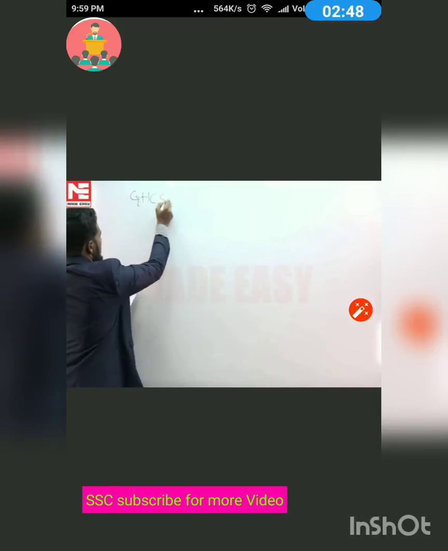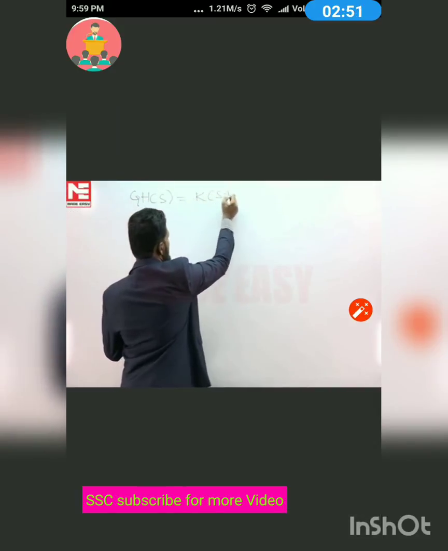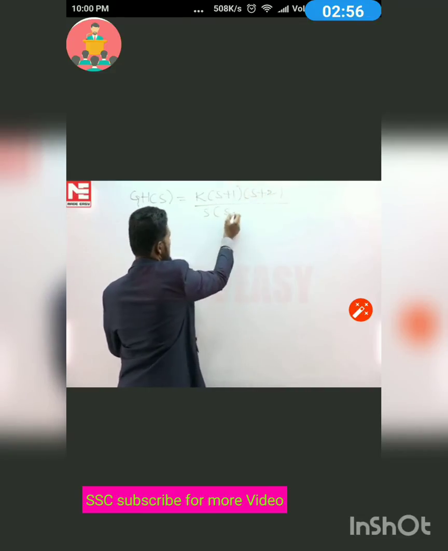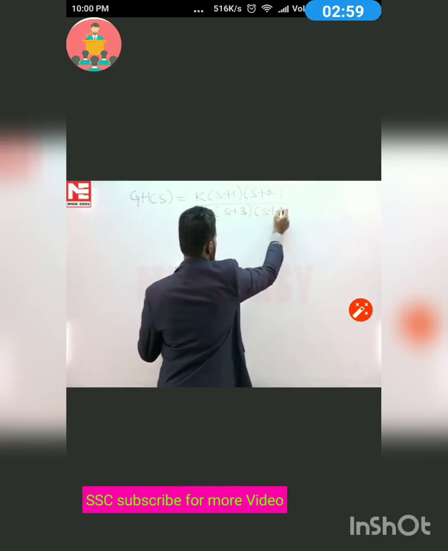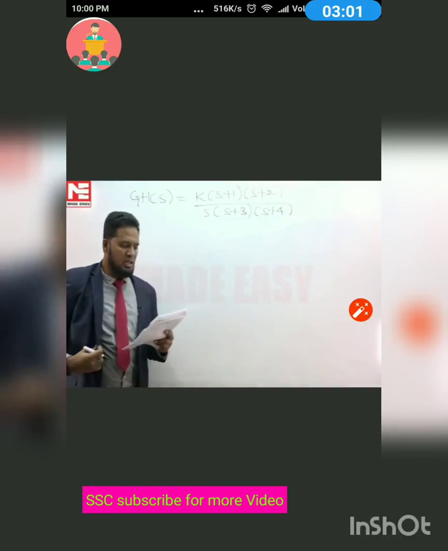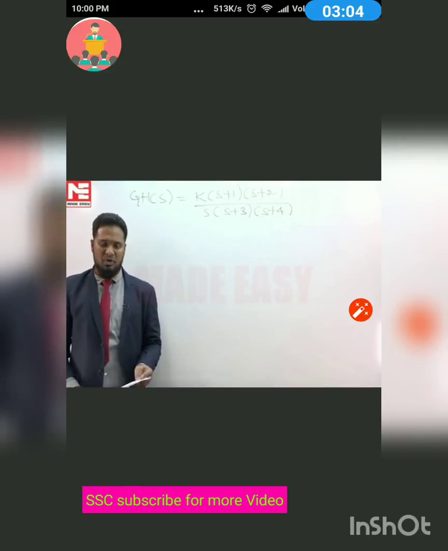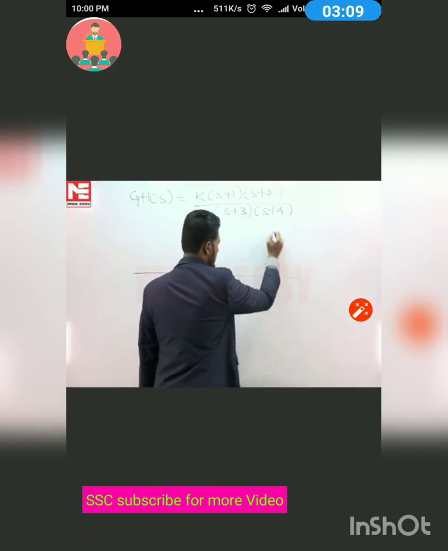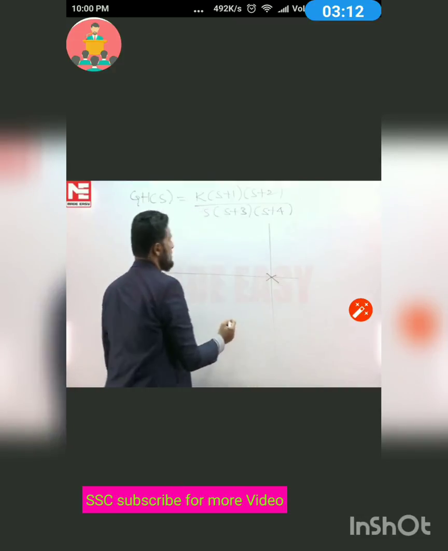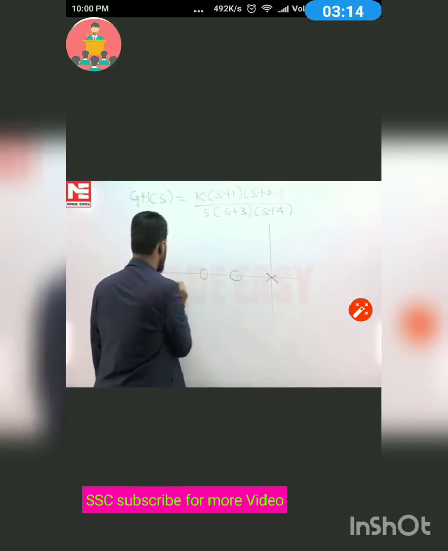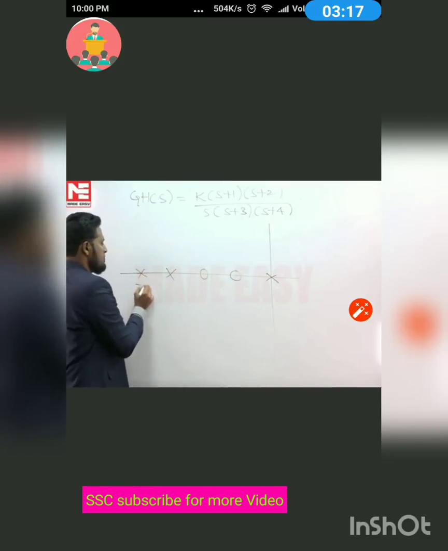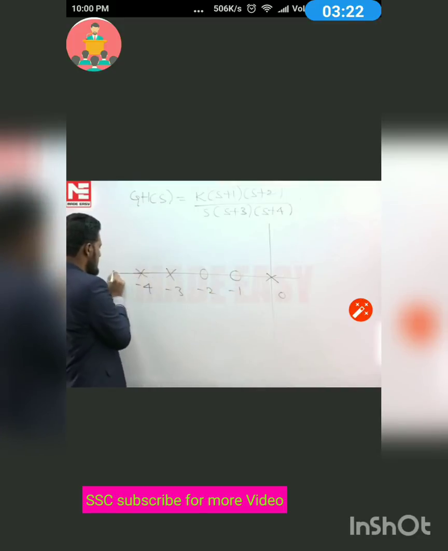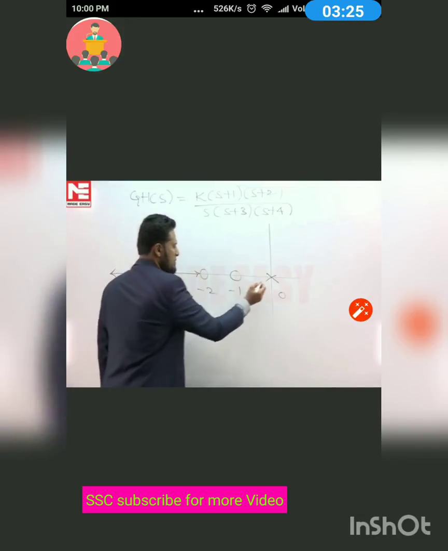The open loop transfer function of a system is K (s plus 1)(s plus 2) upon (s plus 3)(s plus 4). The question is to find, for K equal to 10, the closed loop poles of the system will be of what nature? To find the nature of the closed loop poles, one has to obtain the root locus of the system. The root locus of the system can be obtained this way.